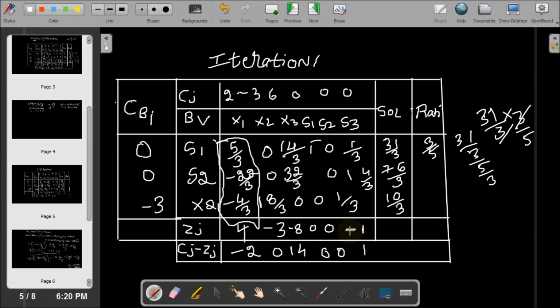In the same way, we'll write the values. The second ratio is minus 5 by 2. You can calculate that; I'm writing directly. The third is minus 38 by 11. To calculate the key row, what is the condition? You have to select the least positive value. Here minus 5 by 2 and minus 38 by 11 are negative values only, so only one positive value is there. That's why this is my key row.